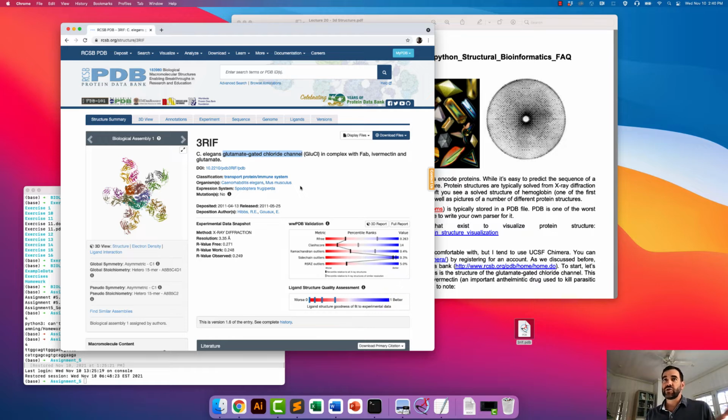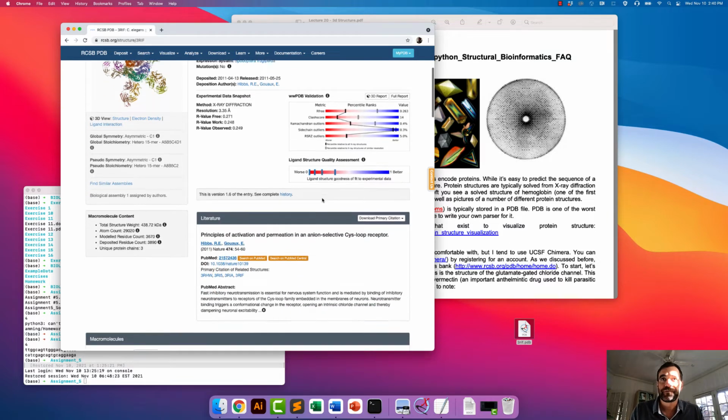But the nematodes do express these proteins, and so the ivermectin is able to bind them, activate the protein, and then eventually leads to paralysis and death for the nematode.